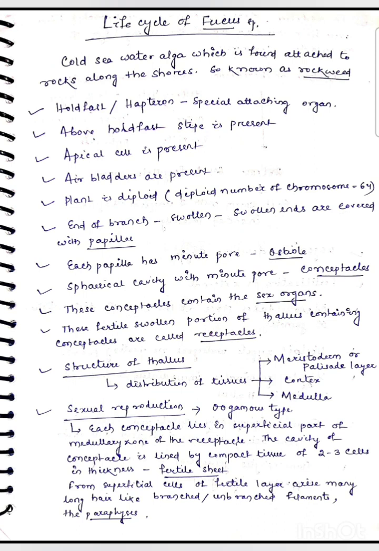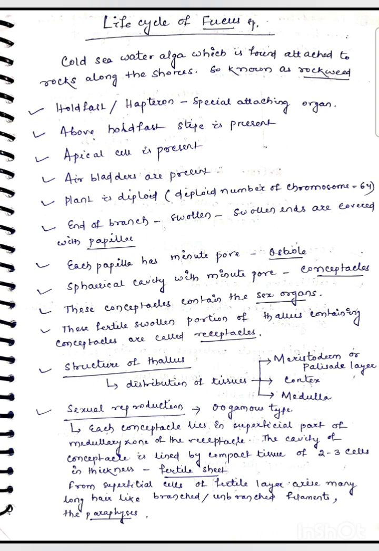Then the life cycle of Fucus species. It is a cold seawater alga which is found attached to rock along the shore, so generally known as the rockweed. Fucus is known as the rockweed. Holdfast or hapteron is the special attaching organ.